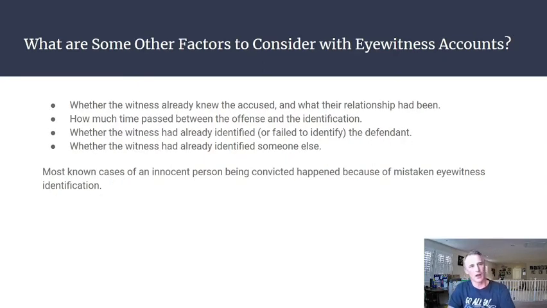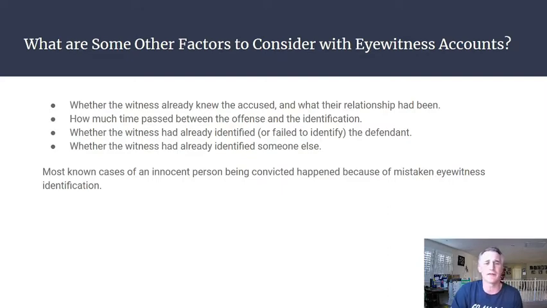Okay. All right. So what are some other factors to consider? Again, did the person know the accused? And if they did know the accused, what was their relationship? Is it somebody trying to get a vendetta off of somebody? Maybe they're making a false accusation to try to get back at a person. How much time has passed between the offense and the identification? Whether the witness already identified or failed to identify the defendant. Whether the witness had already identified someone else as the suspect. All of that can have an effect, right? Or can act as a factor.